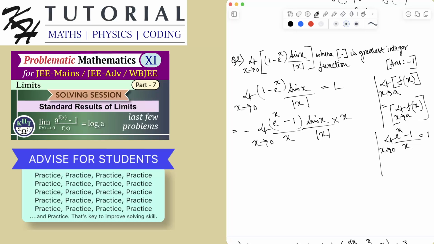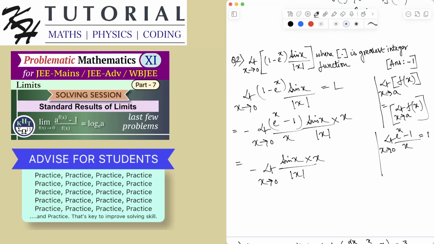So this becomes negative of the limit as x tends to 0 of (e to the power x minus 1) divided by x. Its value is 1. So this becomes the limit as x tends to 0 of sin x divided by mod x, multiplied by x. Now mod x multiplied by x.